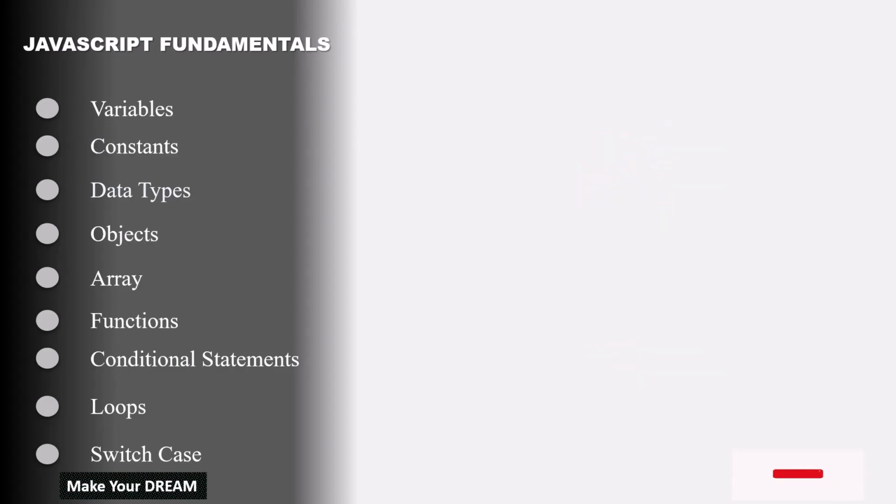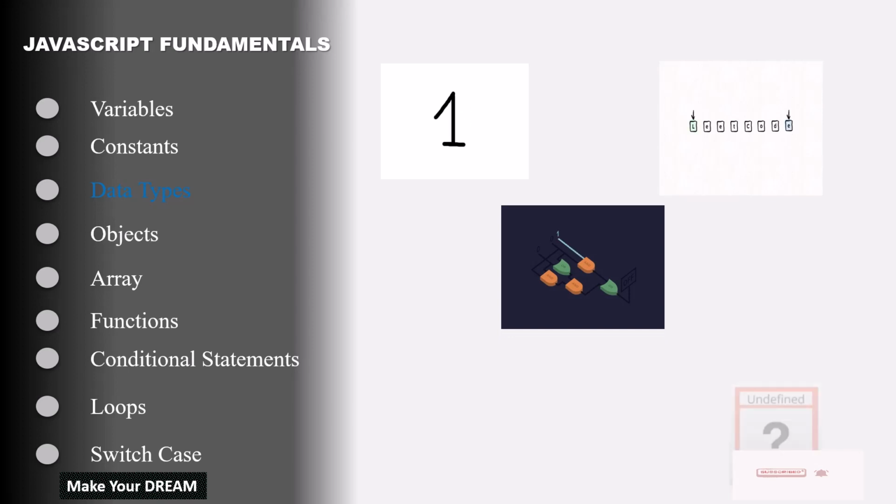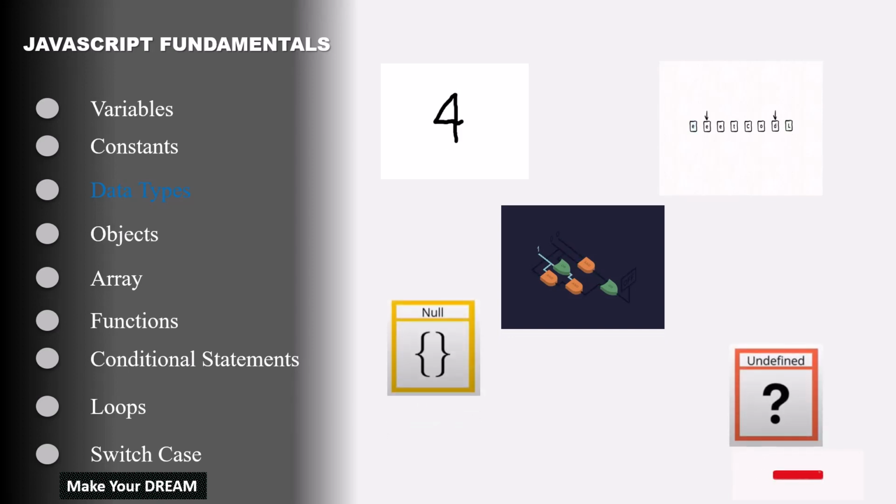Moving to the data type. In data types, you assign different types of values to the variable, such as numbers and strings. In JavaScript, you have two categories of data types. The first one is primitive and the next is reference. In primitive, we use numbers, string, boolean, null and undefined. But in reference, they have objects, arrays and functions.